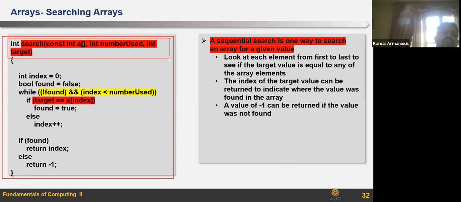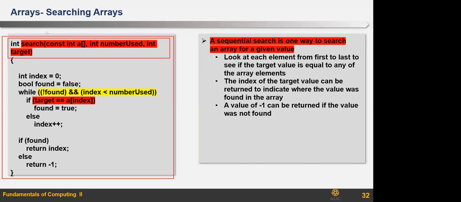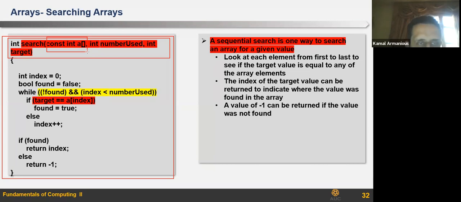So what is the input for this function, Yusuf? What are the input parameters and the output parameter? Okay, the input is the array that the user inputs. So it's already set. Yes. And what is the purpose of const here?